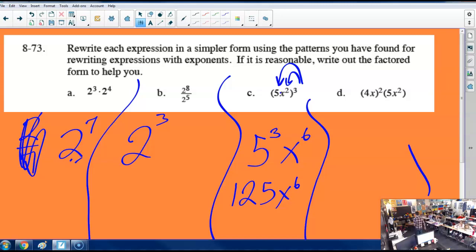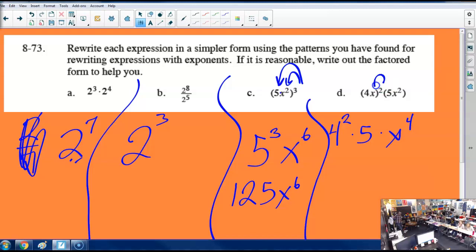Alright, Audrey, can you help us out? No, wait, what happens with that X? Or are you going to come back to that? Yeah, I was going to combine that X with the other X. So it'd be X to the 4th power. So you said 4 squared times 5 times X to the 4th. Yeah, is that right? Yeah.